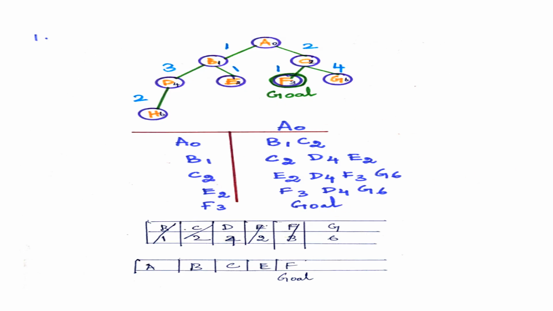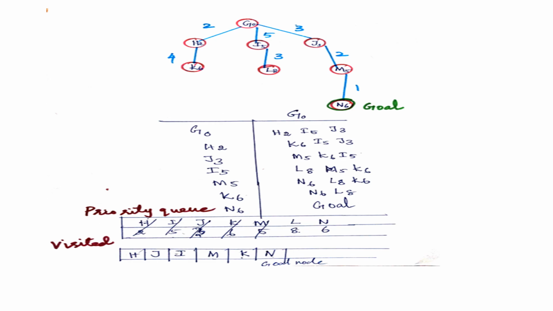Similarly, we can look at two more problems so you can get a better idea. Consider this diagram, which is a tree structure. From this structure we can find out what the path is. In a similar way, first we keep the initial node G. The value of the initial node will always be 0.